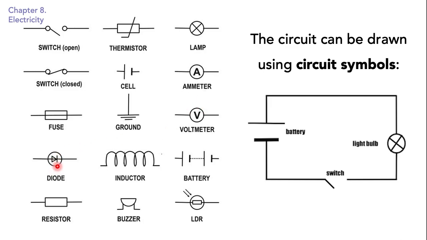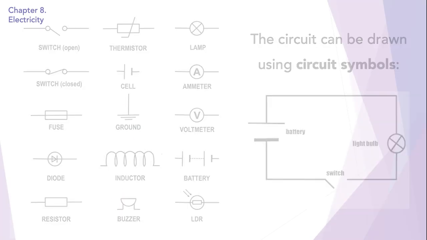We have the diode, which looks like this. Inductor, we're going to see this later as well. LDR, which stands for light dependent resistor. Buzzer, and the plain resistor. We also have the fuse and the ground. This basically shows the connection to the ground, like in the starting we saw here.